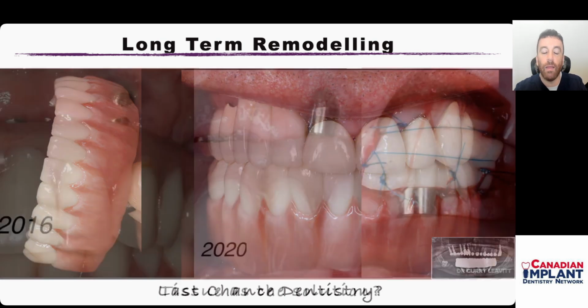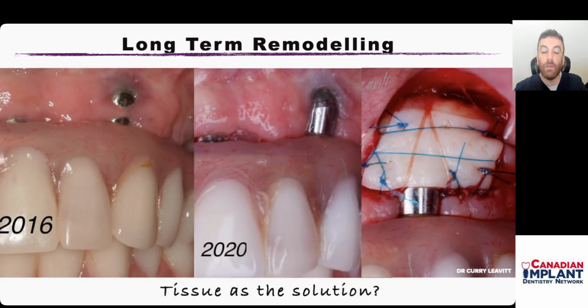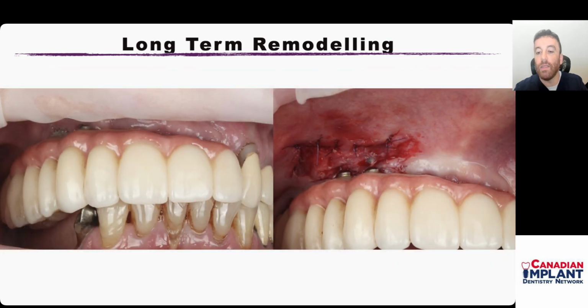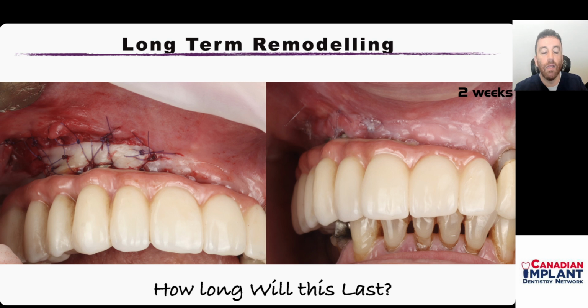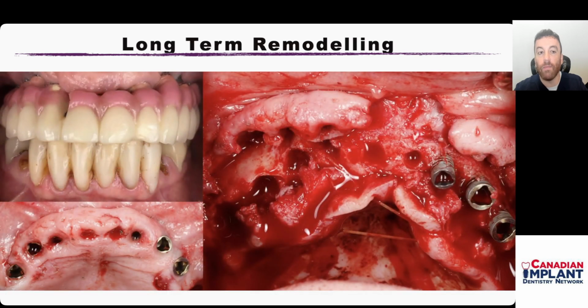So understand that implants are not forever. Sometimes we're using tissue as a solution to mask that implant exposure. But understanding why that remodeling happens is important in full arch planning. Another example of mine, we have some exposure at 5 years of those multi-unit abutments. We have to deal with that using tissue techniques. A free gingival graft is harvested and will hopefully protect that area for a long time.